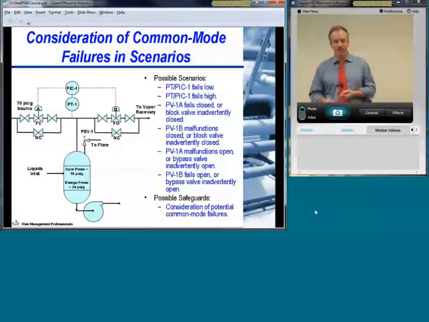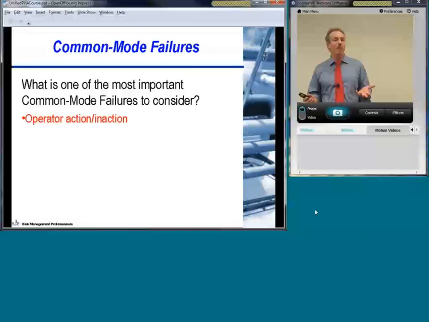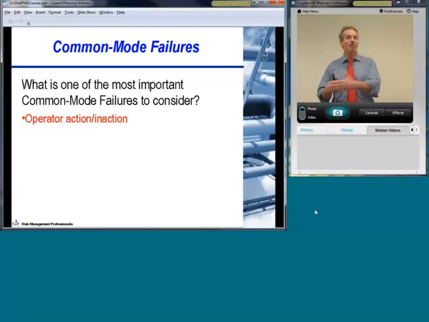Again, common mode failures, what's one of the most important things to look at? What can go wrong at a facility? Operator action or inaction, whether it be in response to an alarm, whether it be a maintenance person who's been doing the same procedure for maintaining relief valves that's incorrect for your entire facility. These are things that need to be considered during the HAZOP study, and human errors and operator issues are paramount to look at very carefully.